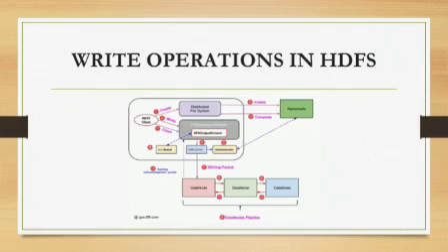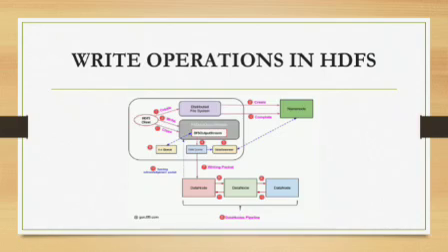In our case, we have chosen a replication level of 3 and hence there are 3 data nodes in the pipeline. The data streamer pours packets into the first data node in the pipeline. Every data node in a pipeline stores the packet received by it and forwards the same to the second data node in the pipeline. Another queue, the ACK queue, is maintained by the DFS output stream to store packets which are waiting for acknowledgement from data nodes.